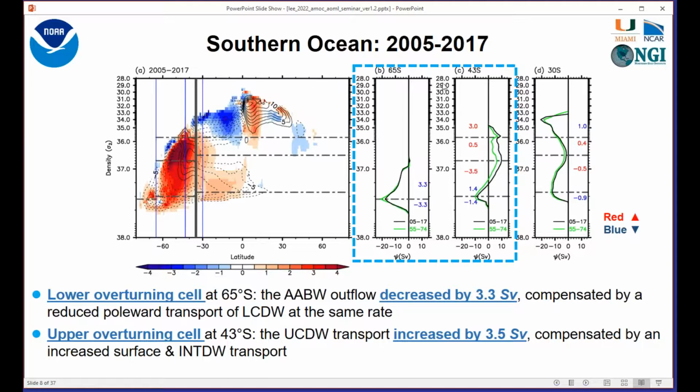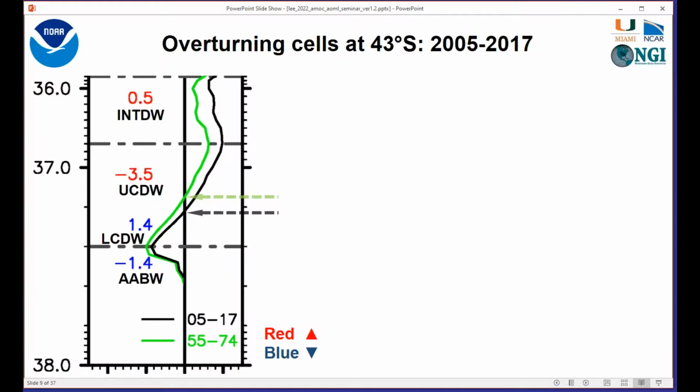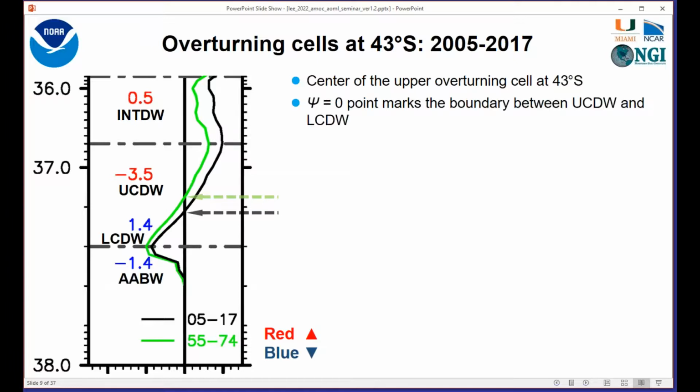So I'm going to talk a little bit more about this plot in the next slide. Okay, so this is 43 degrees south. I just want to talk a little more about what's happening here. This is the center of the upper overturning cell at 43 degrees south. This is a point where the stream function becomes 0. This is the boundary between the upper circumpolar water and lower circumpolar water.